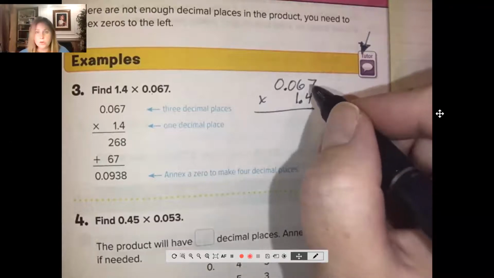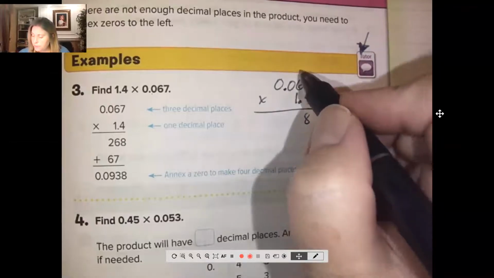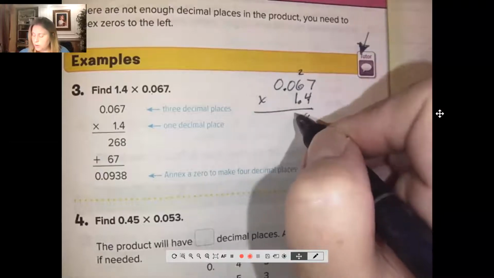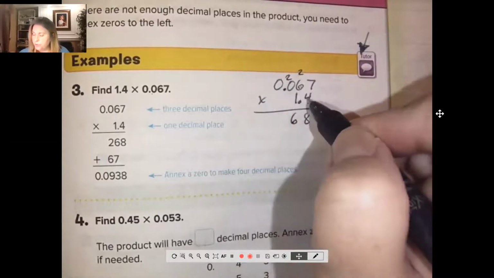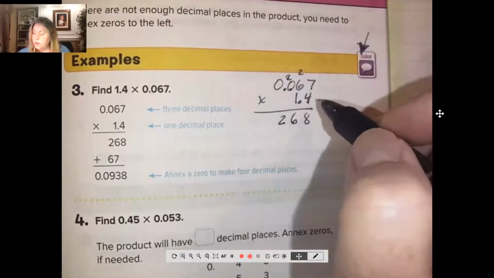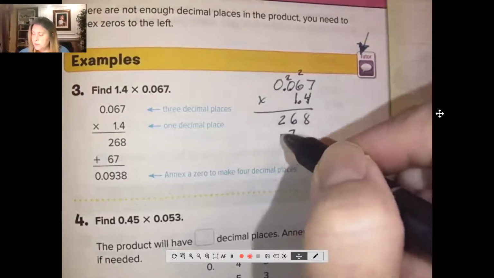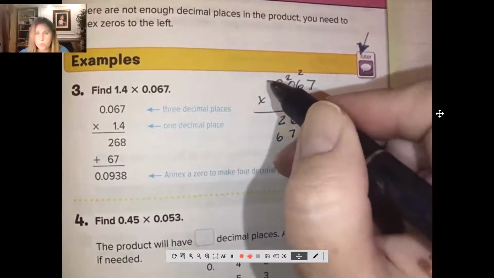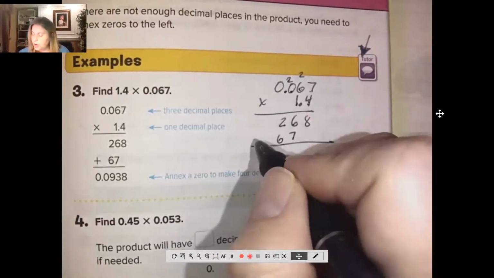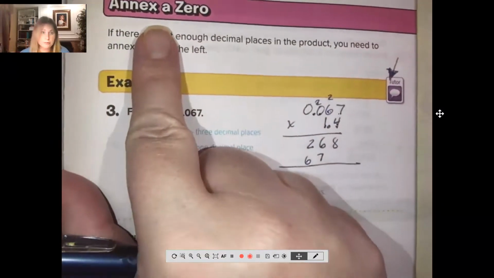All right, so let's look at this. We have 4 times 7 is 28. We write the 8, we carry the 2. 4 times 6 is 24, plus the 2 we carried is 26. Write the 6, carry the 2. 4 times 0 is 0, plus the 2 we carried is 2. Then we move on to the 1. 1 times 7 is 7. 1 times 6 is 6. And then you can or cannot multiply those zeros. That's personal preference. Let's leave them off just because we're practicing annexing zeros. So let's intentionally not bring them over.